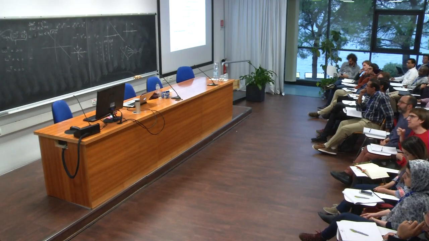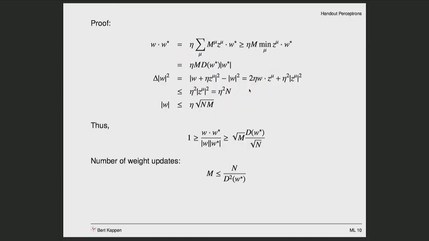So now we just divide. We find that the numerator is larger than something, and the denominator is smaller than something, so the ratio is larger than this ratio. And here you find that this is a constant, and this one grows with the square root of m. So here you find the proof of what we needed.